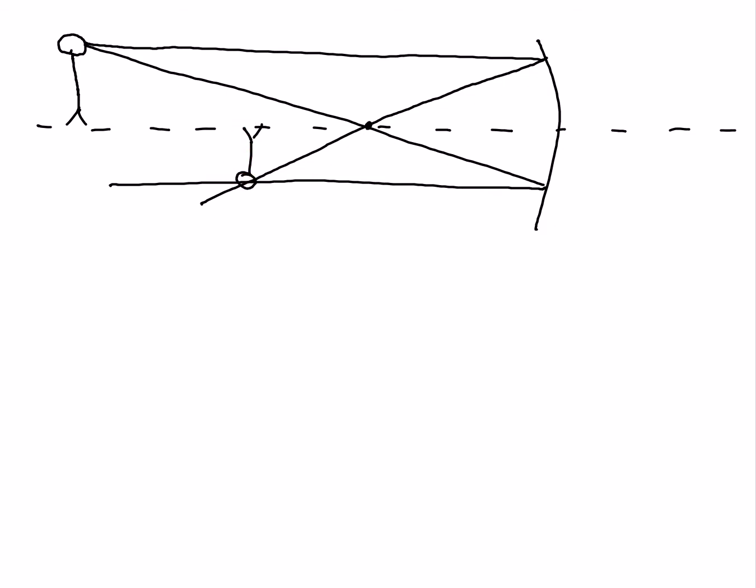Now this is an example of a real image because the reflected rays are both actually intersecting here. Unlike in the case of the flat mirror where the reflected rays didn't actually intersect, we had to extrapolate them back behind the mirror, and that's called an imaginary, virtual image. This is a real image. Note that the image is a little bit smaller than the original object, and the image is also flipped upside down. Let's consider a couple more cases.